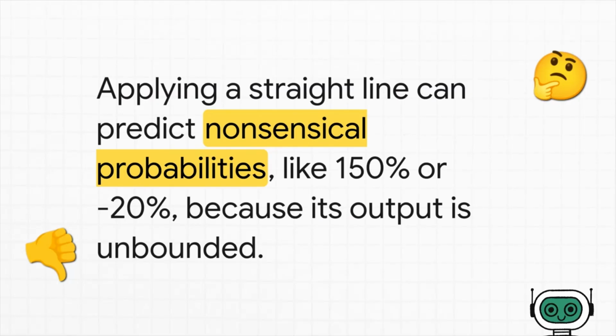If you try to force a straight line to fit these zeros and ones, the line will just keep going. It'll eventually predict values like 1.5 or even negative 0.2. And what does a 150% probability of yes even mean, or a negative 20% chance? It's completely nonsensical. We need a better approach.